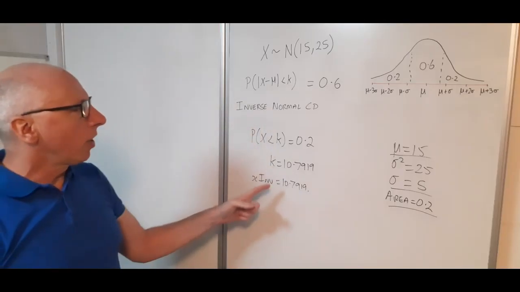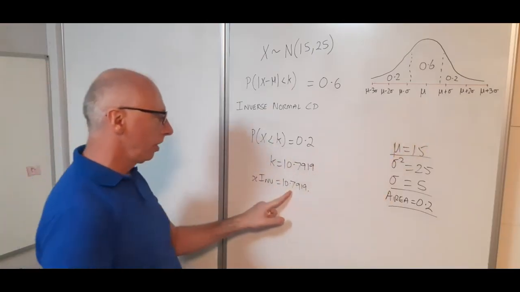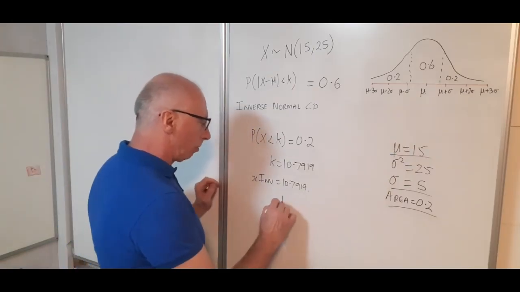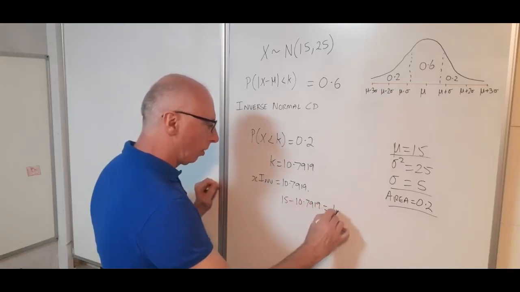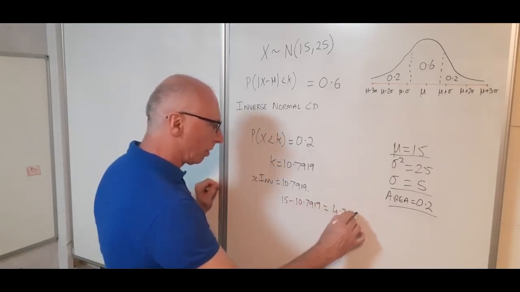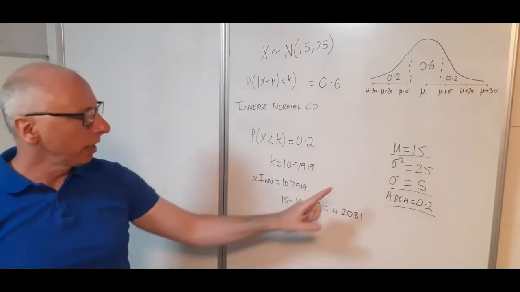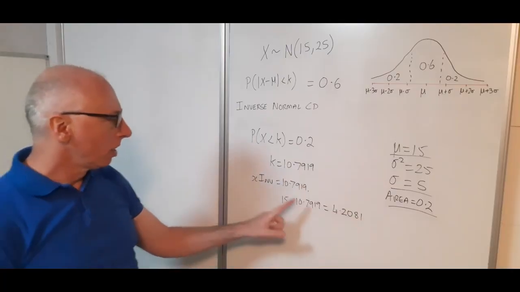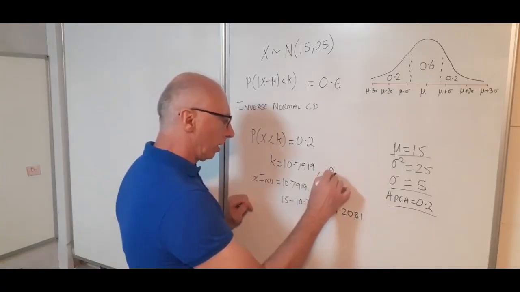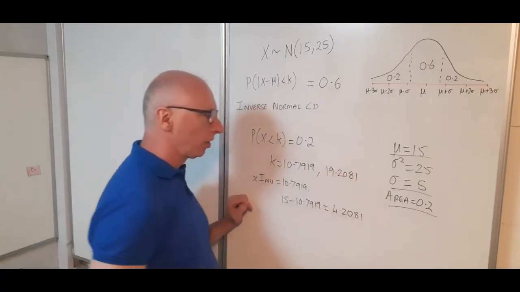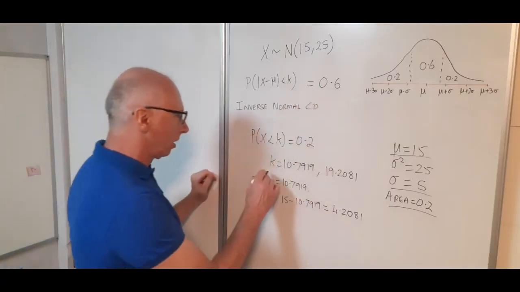So then what we can do is find how far that is from the mean. So do 15 minus 10.7919. So that should be, let's write that down, that should give us 4.2081. So all we've got to do now is add that onto the mean, and that will give us both k values. So if I add 15 to that, then I'll get k is 19.2081. And that, with the two values of k, will give us this answer.